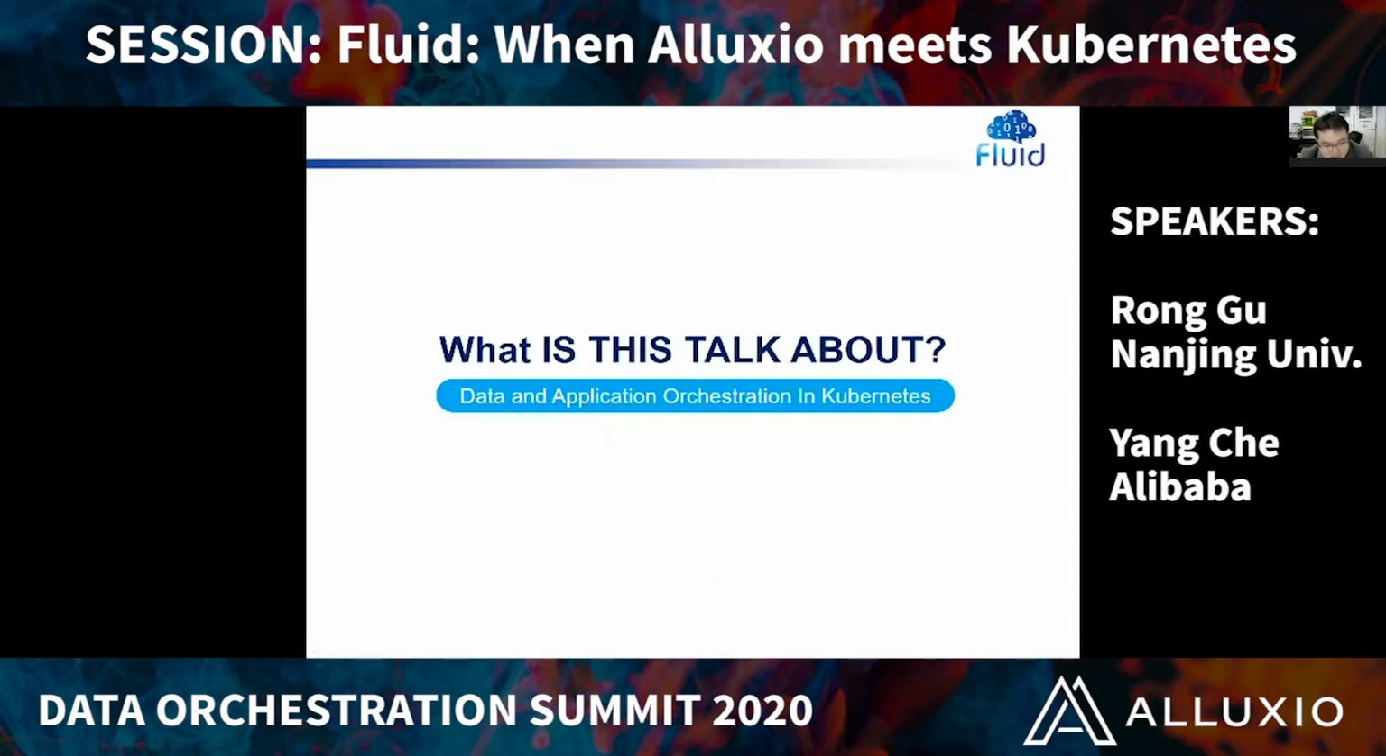So, what is this talk about? Basically, we will discuss the data and application orchestration in Kubernetes. Kubernetes can orchestrate the applications over it very well. However, for those data-intensive applications, one should also consider how to orchestrate the data and applications together in an optimal way to achieve good performance.